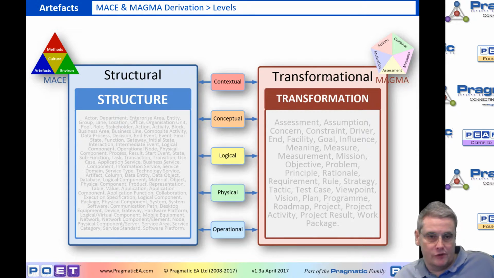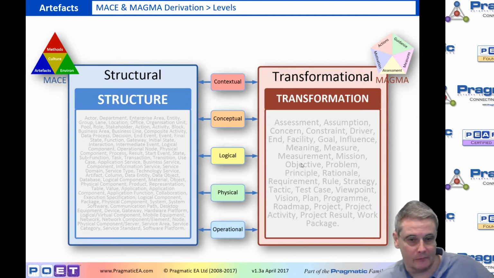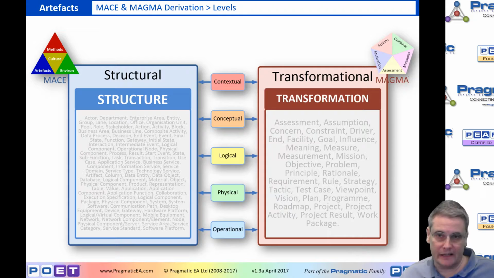And the same is true for the transformational information, as we've seen with Magma. But this information also exists at these different levels. So as we move down, we're not only refining and realizing the structure, we're also refining and realizing the transformational information. So we're getting more detailed requirements, more detailed guidance, that kind of thing.